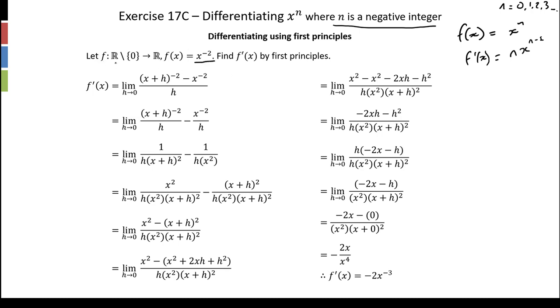So let f be a function where it's all real values except for 0, because x to the negative 2 is the same as 1 on x to the 2, so we can't have a denominator that's 0 because 1 on 0 doesn't work. So it's all real values apart from 0. Codomain is all real values. F of x equals x to the negative 2. Find f dash of x by first principles. So we substitute it in using our first principles equation here.